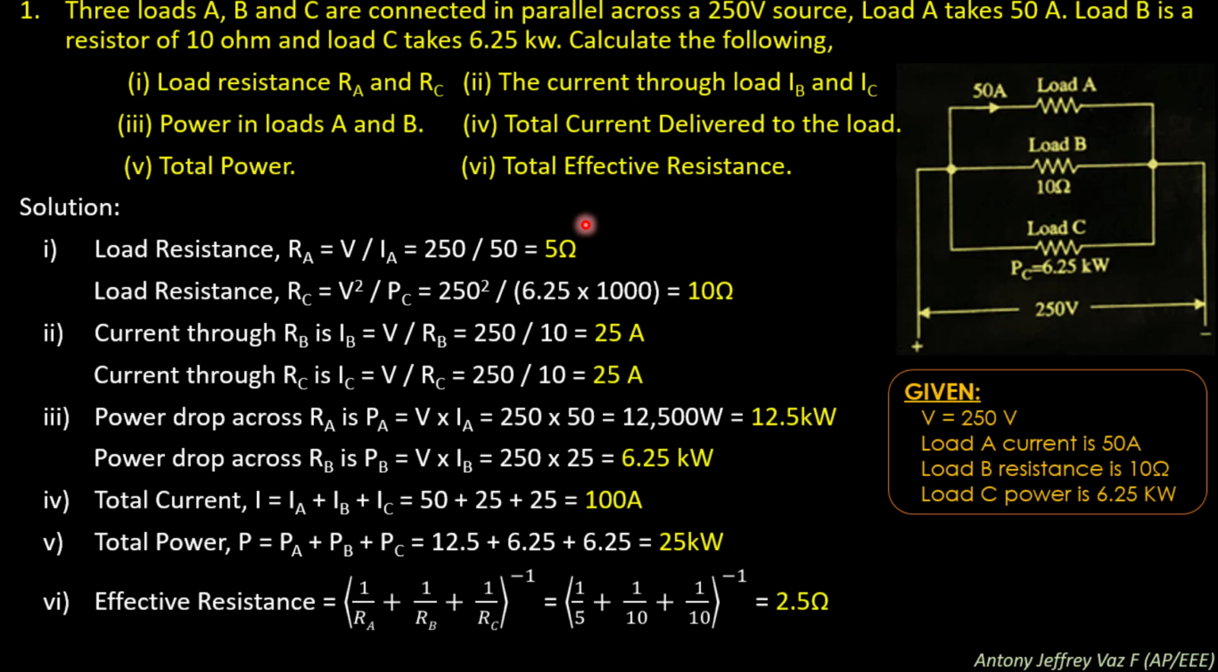The last one is the total effective resistance. Since all the resistances are in parallel, you can find it by using the formula 1 by Ra plus 1 by Rb plus 1 by Rc whole inverse. So you can substitute all the values and you can get the value as 2.5 ohms.